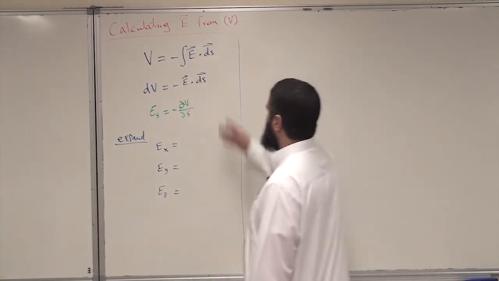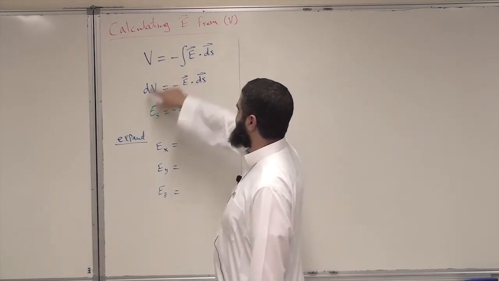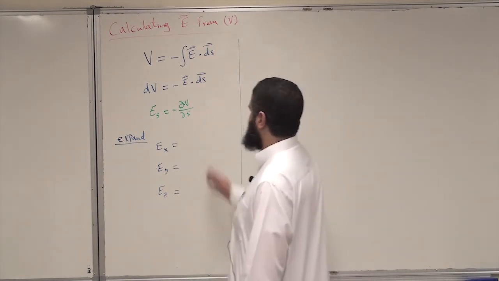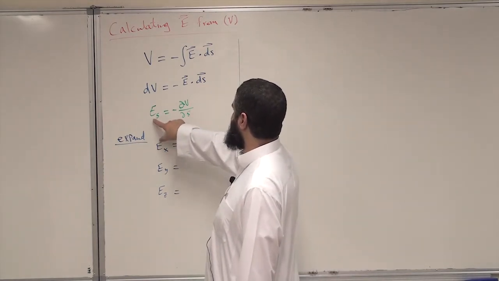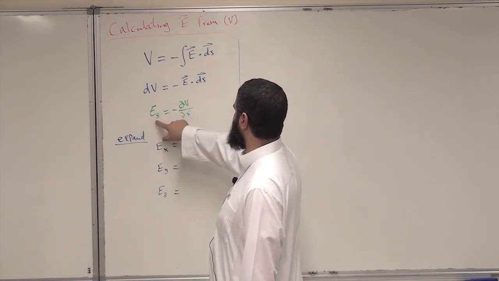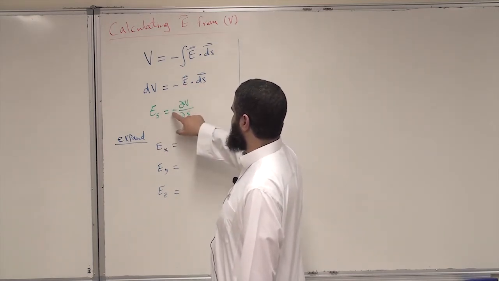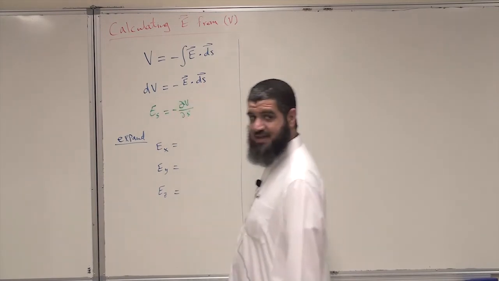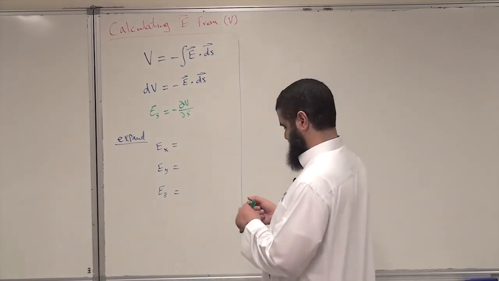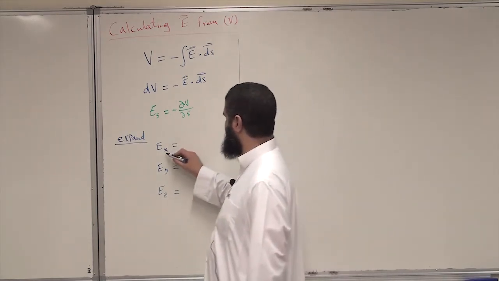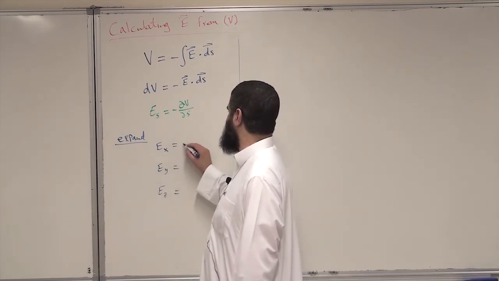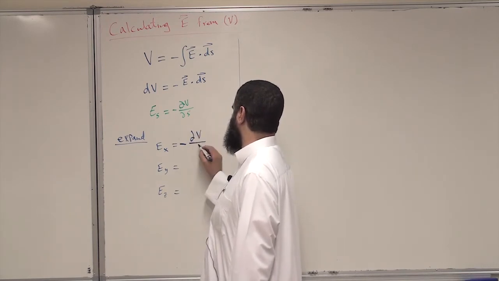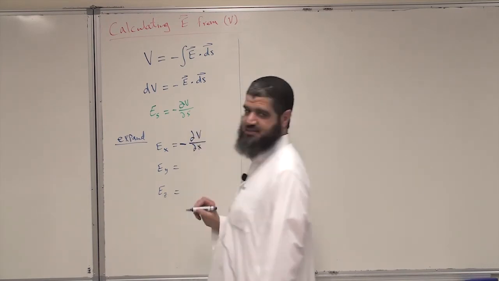We can write this equation in differential form: dV equals minus E dot ds. So this can be written as E_s, which is the component of the electric field in the s direction, equals minus the change of V with respect to s. Let us say it in x, y, and z. The component of the electric field along the x-axis is minus the partial derivative of the electric potential with respect to x.